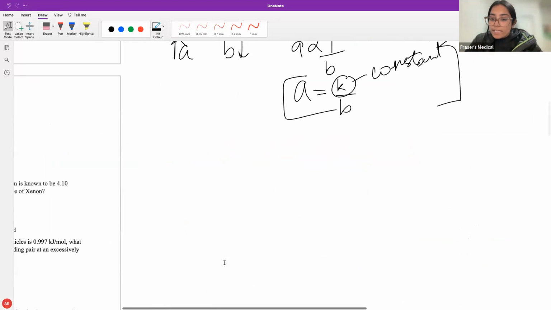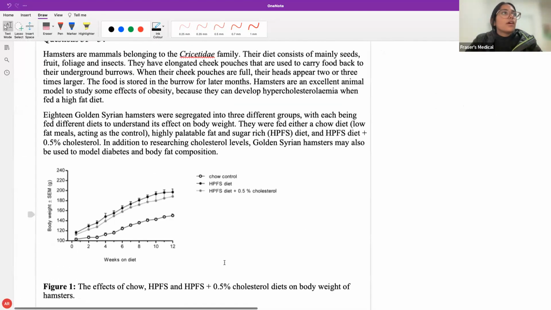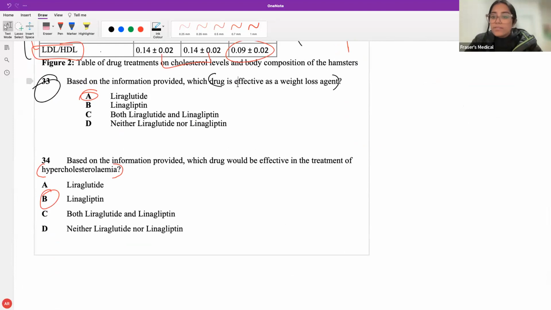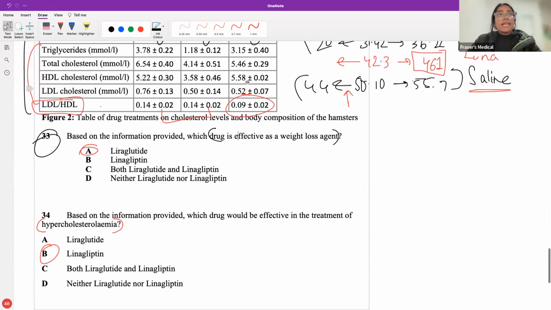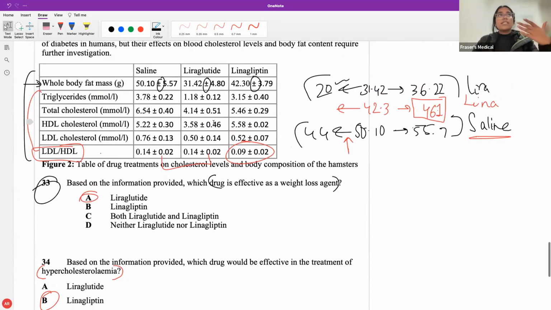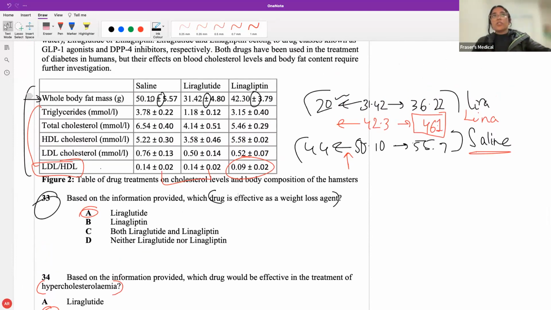So the question says effective, like question 33. Yep, effective, exactly. Which is statistically significant, because you want to see this is the effect of saline, liraglutide, and linagliptin on whole body fat mass. So what is effective? What actually creates an effect that's actually plausible? Well, liraglutide, because it doesn't overlap with the effect that linagliptin and saline have. And to tell you that something has an effect, you look at the significance, which in this case, you're looking at the ranges of the values.